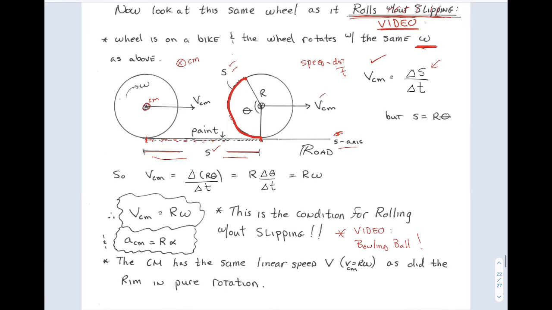We know from earlier, when we had a sector of a circle with arc length, radius, and theta, that the arc length s is related to the radius and theta like that. So s is r theta. Right here I have an s, so I put in r theta. The radius of the wheel is constant, so that comes outside, and delta theta per time is the angular velocity omega. So V center of mass is r omega. And that's the condition for rolling. As long as the speed of the center of mass is r omega, that means it's not slipping.